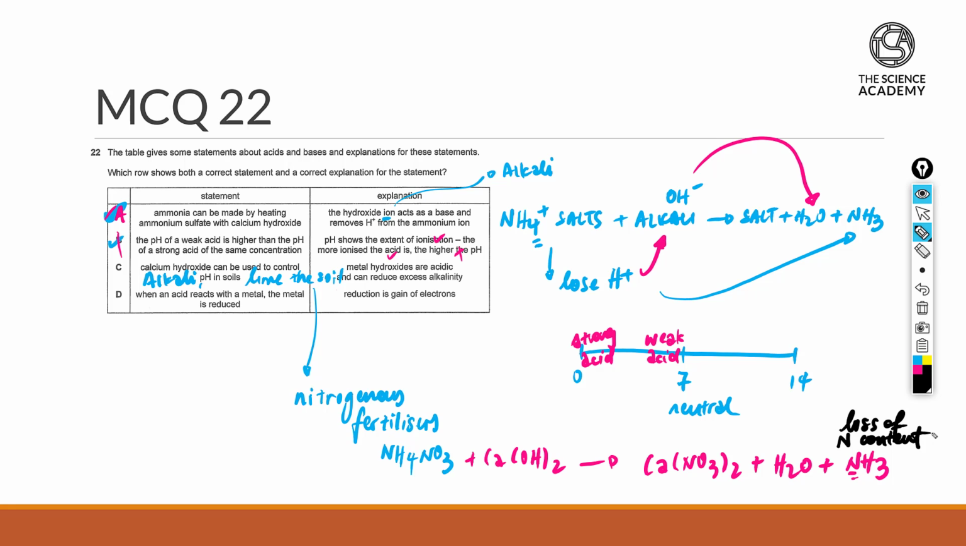However, coming back to the explanation of why we can use calcium hydroxide, the question mentioned that metal hydroxides are acidic, so this is a no-go because metal hydroxides are alkaline and they can help not to reduce excess alkalinity but to reduce excess acidity. So option C is out from here as well.